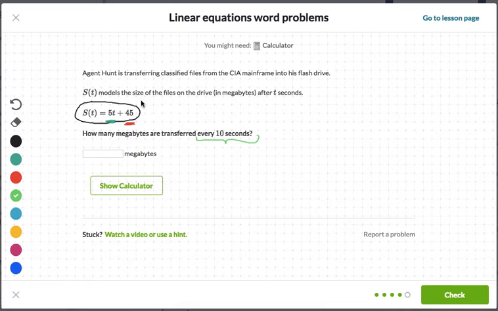So we're not quite looking at the entire equation. We're being asked how many megabytes are transferred every 10 seconds, which is a slightly different question. Not how many megabytes are on the drive after 10 seconds, but how many megabytes are transferred. So we're only looking at this part of the equation. So what we need to do here is 10 seconds multiplied by 5 gives us 50 megabytes.